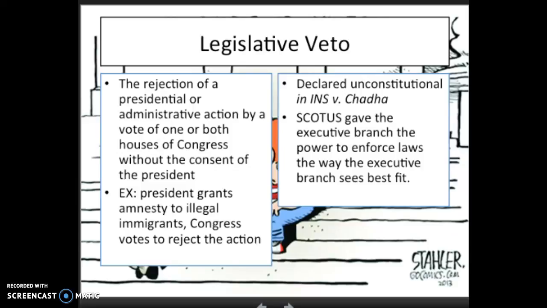Now, of course, this seems like a violation of checks and balances, because if the president is the head of the executive branch and he issues an executive order, or wants to organize the executive branch in some way, he should be able to do that. The Supreme Court agreed. So in INS versus Chadha, the Supreme Court gave the executive branch the power to enforce laws the way that they see fit, and then Congress couldn't reject their actions.